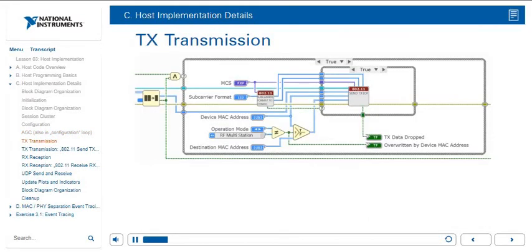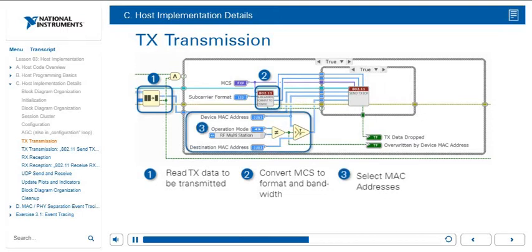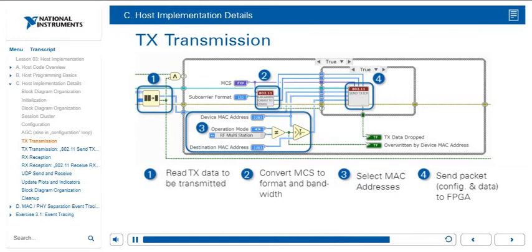Now let's look at the TX transmission loop. The first block reads off a queue to read the data to be transmitted. The second block converts the MCS to format and bandwidth. The third block selects the MAC address. And the fourth block sends the packet, including configuration and data, down to the FPGA. We will look specifically at the send TX ICP block on the next slide.